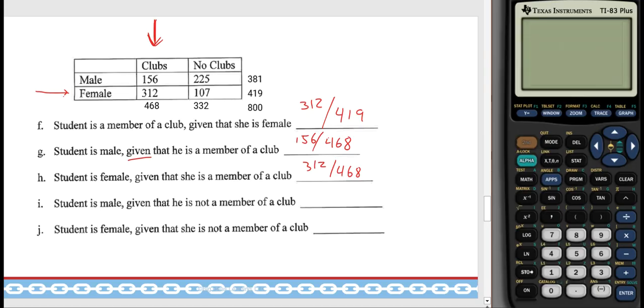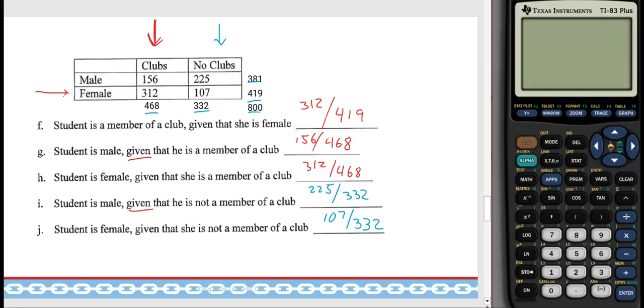And then for I and J, student is male given not a member of a club, right? So we are going to be looking here then, not a member of a club. So 225 males not in a club out of 332 total students not in clubs. And then female 107 out of the 332. Right, so that's using a two-way table. Again, sometimes these totals are provided in the table. If they're not, we just use our calculator to add them up.